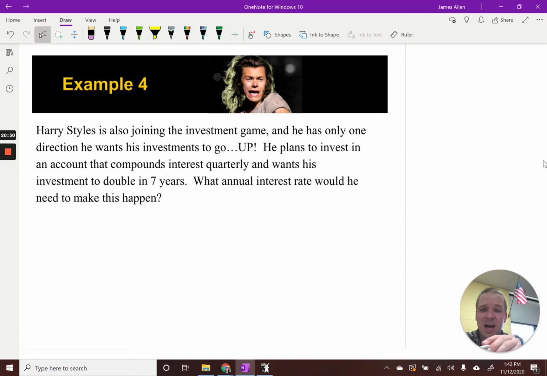He plans to invest in an account that compounds interest quarterly and wants his investment to double in 7 years. So he has a little time frame here, but he wants it to double. What annual interest rate would he need to make this happen? So now we're solving for the rate. Again, what formula are we using? We're using this one right here.